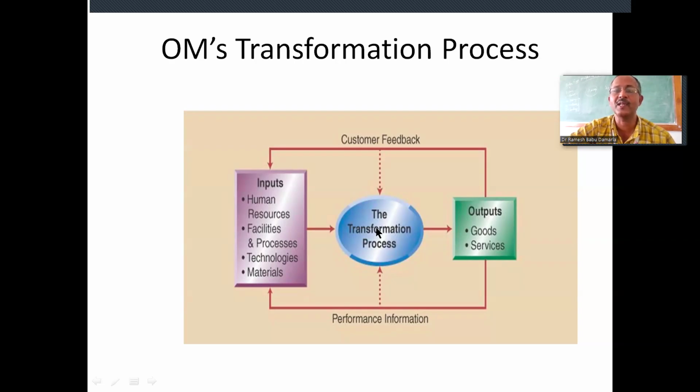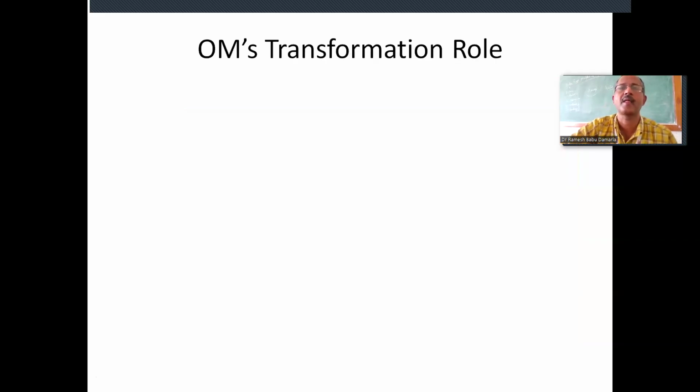And the closed loop is very important. Customer feedback must be taken so that we can modify our system and make it more efficient. And also performance information must be taken as feedback so that we can improve the inputs, which are very, very important to deliver quality goods and last for a long time in the market.